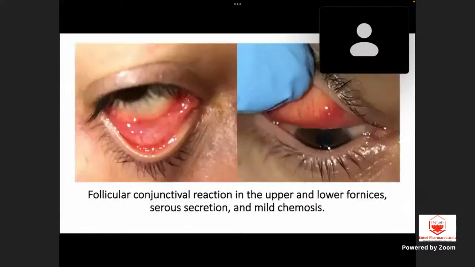Here you can see the patient. He has follicular conjunctival reaction in the upper and lower fornices, serous secretion, and mild chemosis. You can see it in the picture.